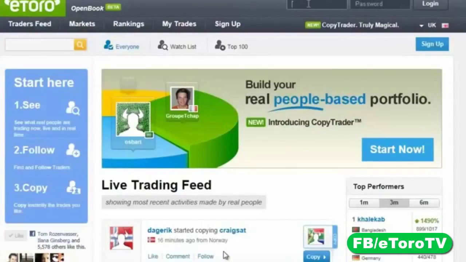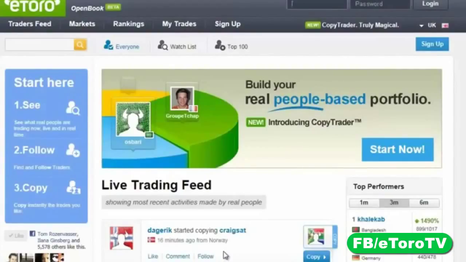Okay, so let's see how this works. To the left, you can see the basis for open book trading. It says see, follow, and copy. What do we mean? See what real people are trading now, live, and in real time. Follow, find, and follow traders. Copy instantly the trades and traders that you like.